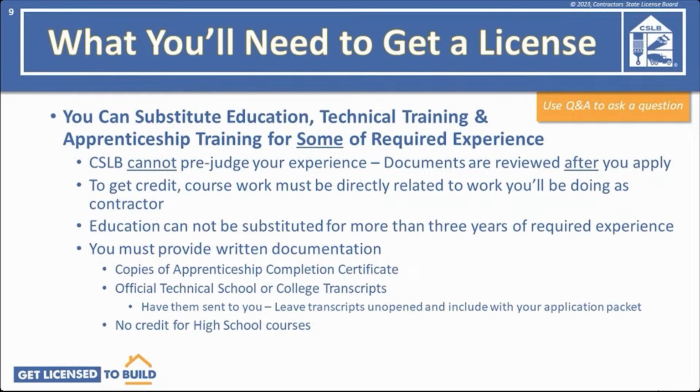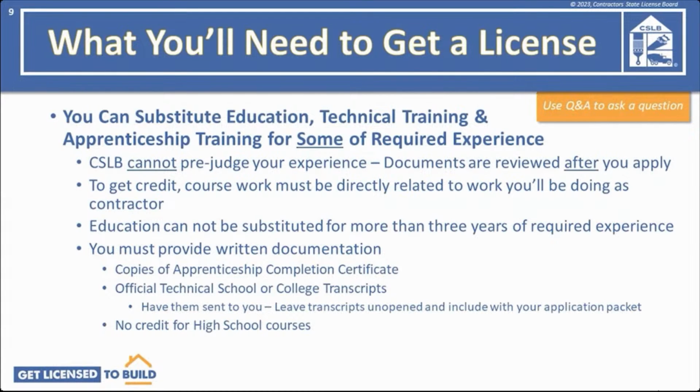Next, to get education credit, the coursework must be directly related to the work you will be doing as a contractor. Your education cannot be substituted for more than 3 years or 36 months of the required experience, meaning you will need at least 1 year of practical experience if you get the full 36 months of education credit. To apply for education credit, you must provide CSLB with written documentation. That means a copy of any apprenticeship completion certificates you earned, or official technical school or college transcripts. Have your transcripts mailed to you. Do not open the envelope, leave it sealed, and include it with your CSLB application packet.